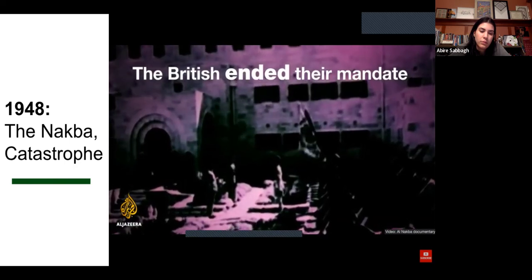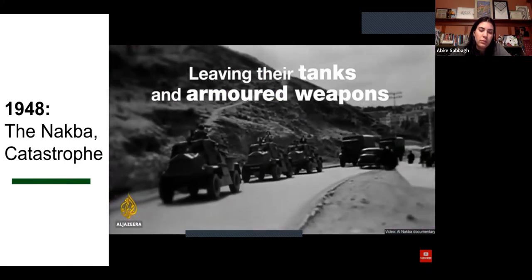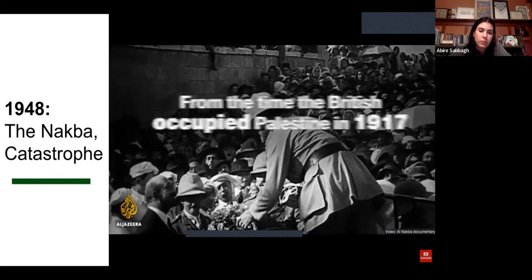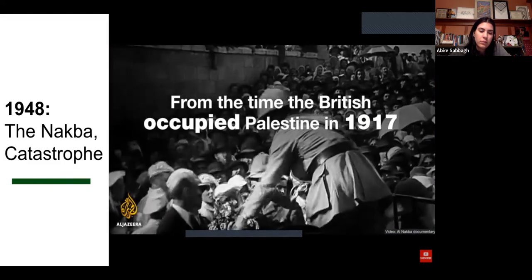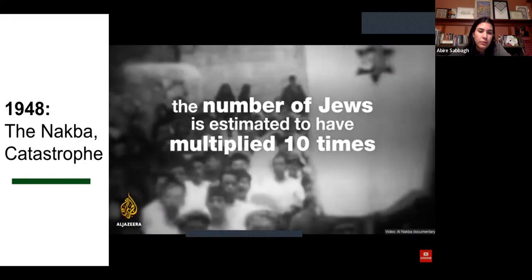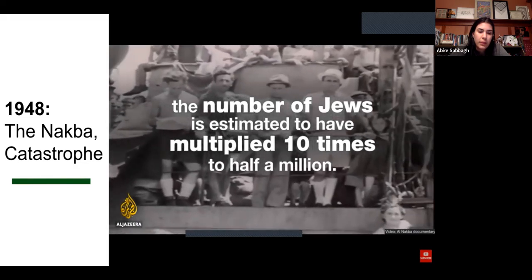The British ended their mandate on May 14, 1948, leaving their tanks and armored weapons to the newly created State of Israel. From the time the British occupied Palestine in 1917 to when they left in 1948, the number of Jews is estimated to have multiplied 10 times to 500,000.